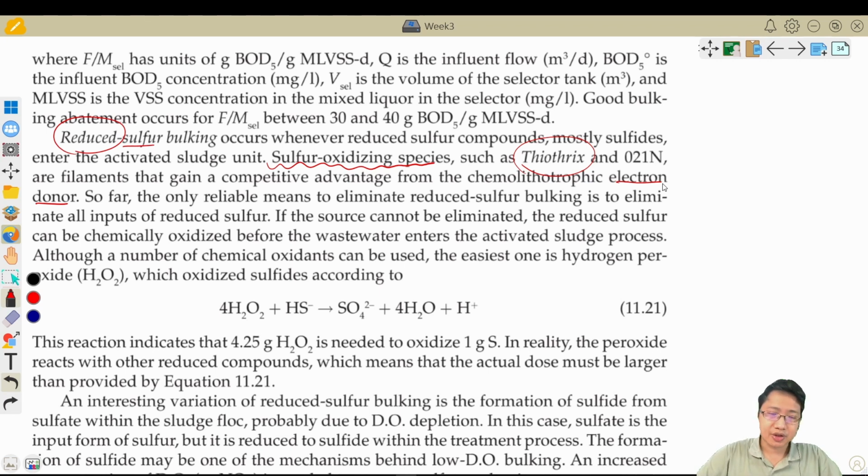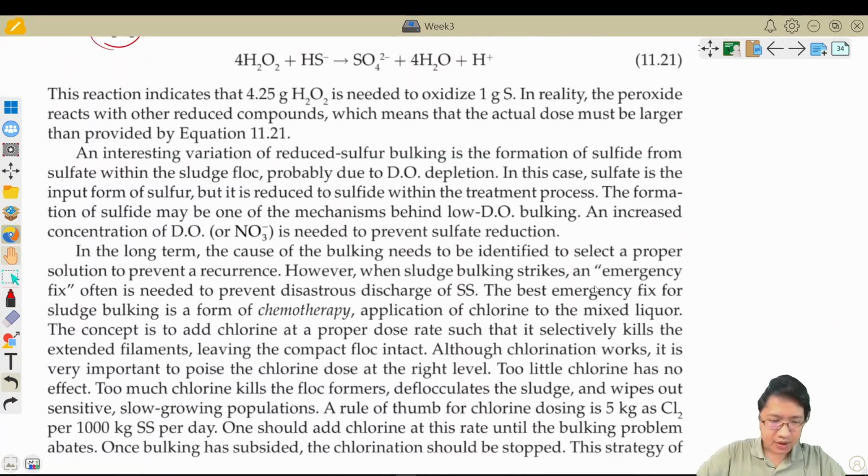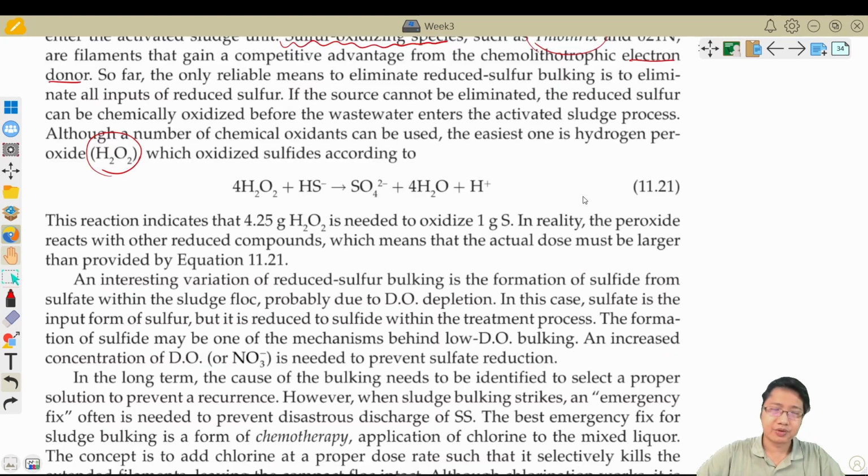So you will have the chance to promote those sulfur-oxidizing filamentous species to get growth in your systems. In order to prevent reduced sulfur from getting into your system, sometimes we will use hydrogen peroxide to do the oxidation in advance of the aeration tank. So those three are very general problems that will cause bulking sludge in your system.